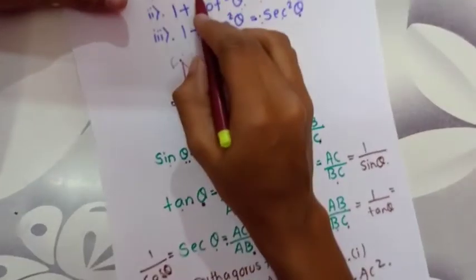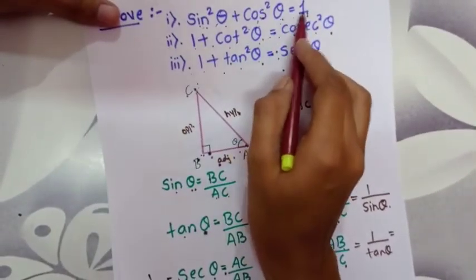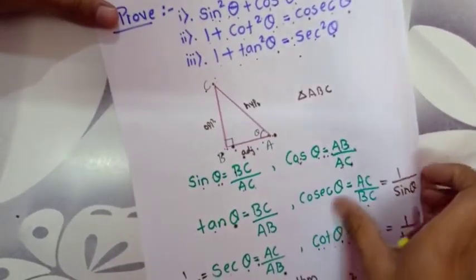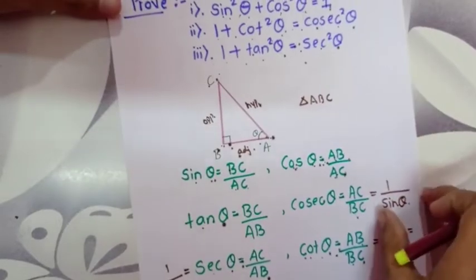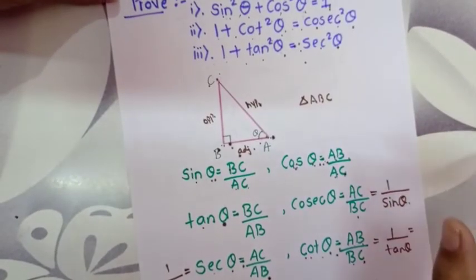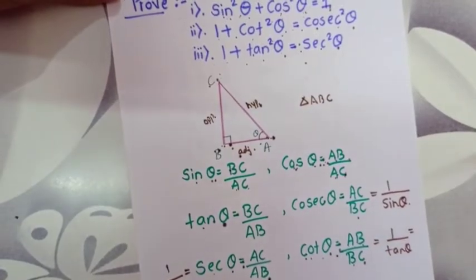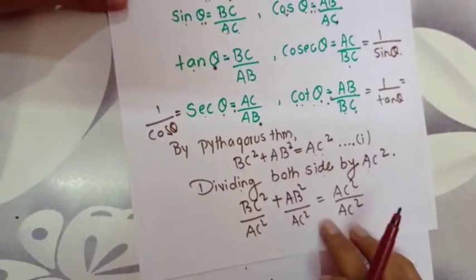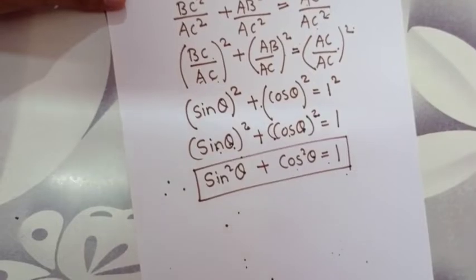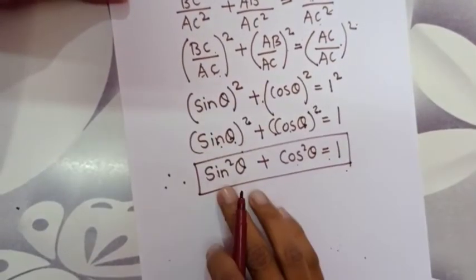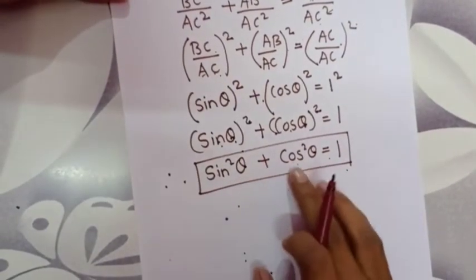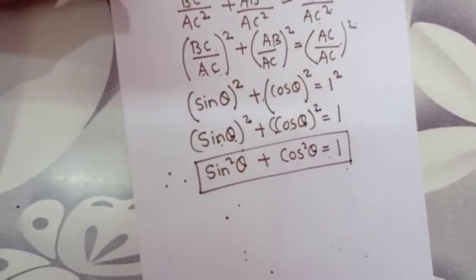First, sin square theta plus cos square theta is equal to 1. We have proved this here. First of all, you have to remember applying the Pythagoras theorem, then we have to divide it by AC, that is the hypotenuse, and then by further simplifications we can prove that sin square theta plus cos square theta is equal to 1.